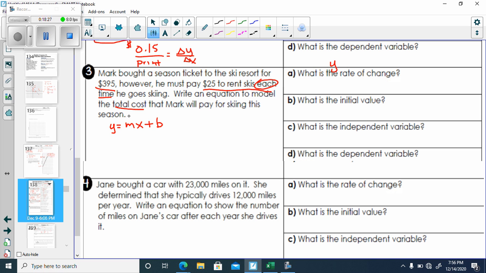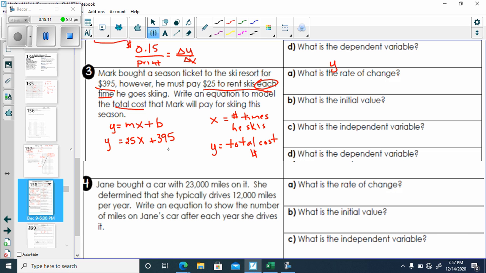If we're talking about what he's going to pay, don't we start with his $395? That's what he pays as his membership fee. Then he pays $25 to rent the skis each time. So our rate is $25 each time times the number of times he goes, right? Wouldn't that give me the total cost? What is my x? Isn't x the number of times he goes skiing? Number of times he skis. What is y? Isn't that the total cost? That would be in dollars, wouldn't it?